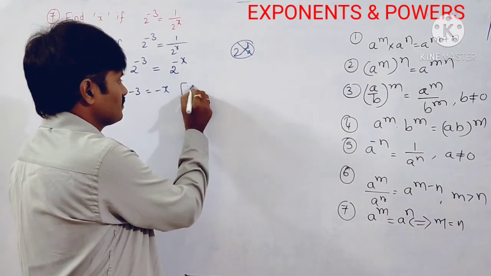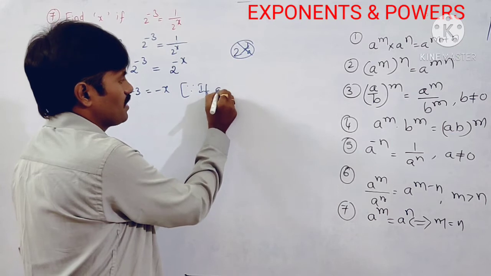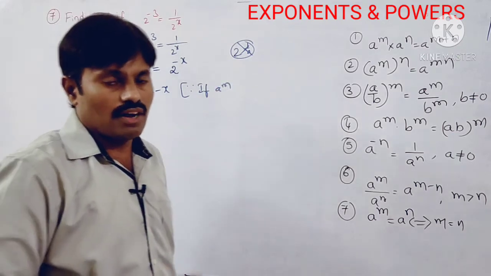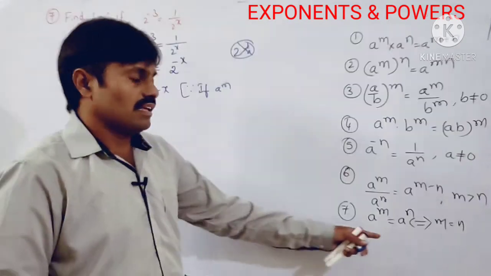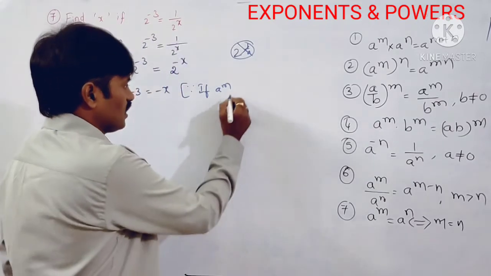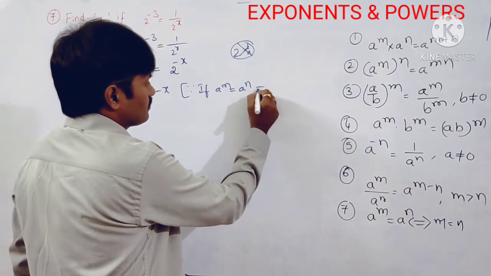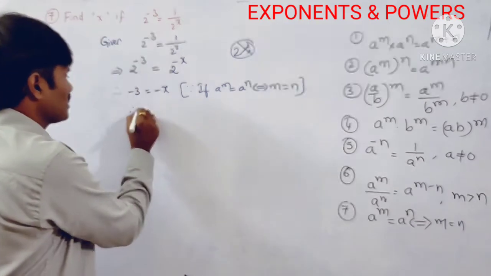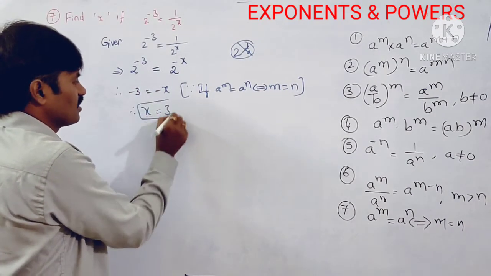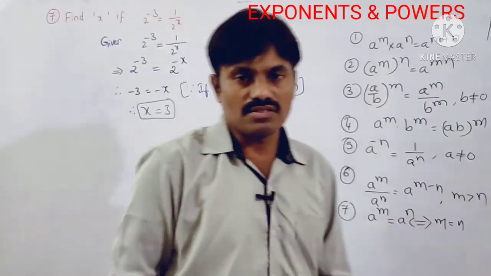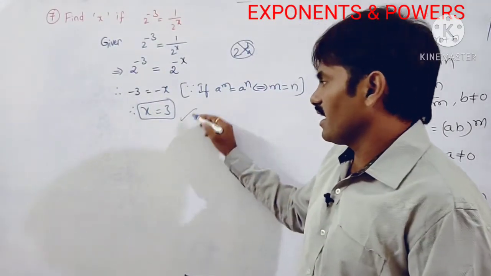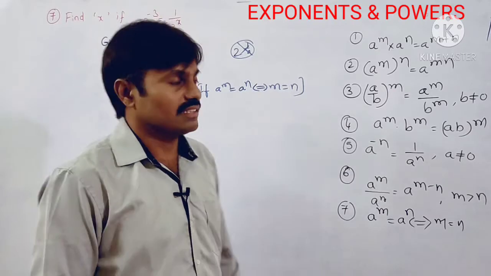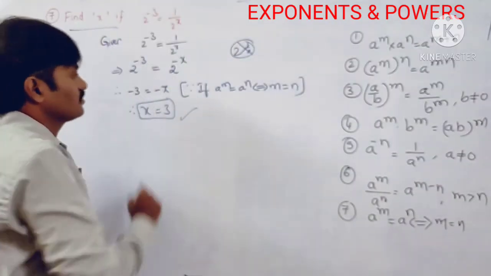The reason is, if a to the power of m is equal to a to the power of n, then m is equal to n. Same formula, so the reason is the same. So what is my final value of x? x is equal to 3. It's simple, right? So what is our final answer? x value is 3. They ask us to find x. Okay, clear.